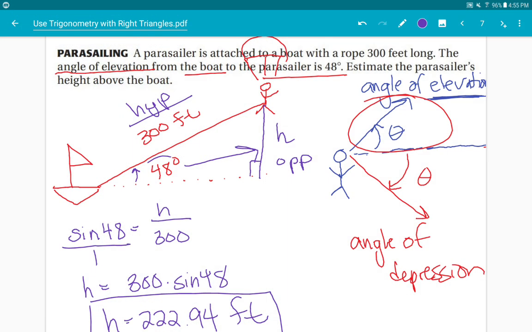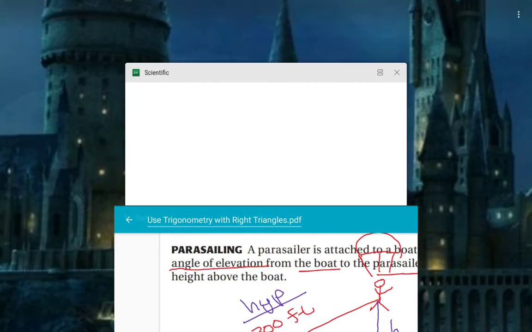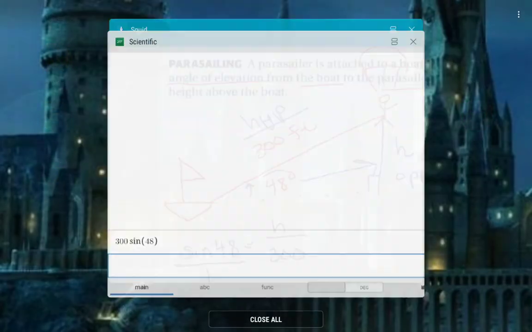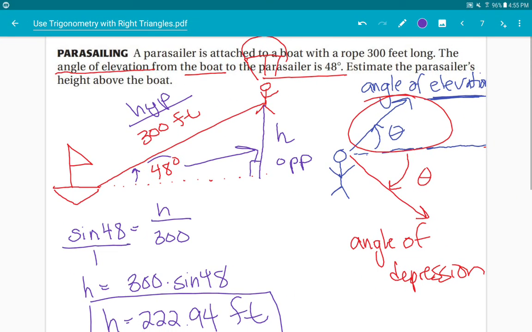That's pretty high above the water. But that's how high the parasailer is. That's what the question wants us to find. Again, just a quick setup and then use trigonometry. If you're wondering what calculator I'm using, I'm actually using the Desmos Scientific Calculator. It's an app. If you go on the Play Store or in Google Play, you should be able to find that with no problem.